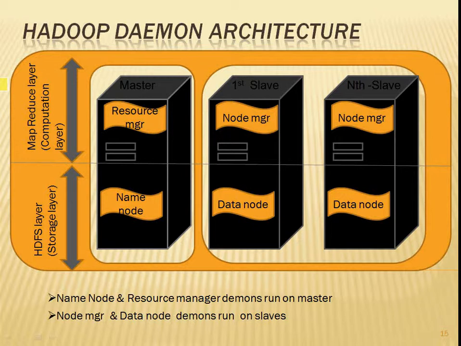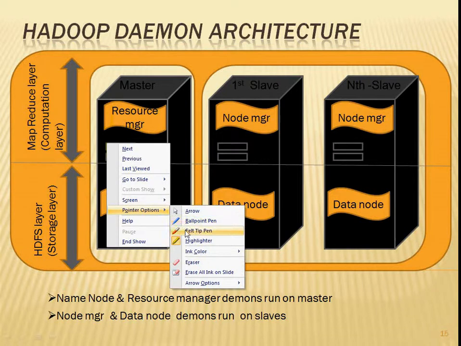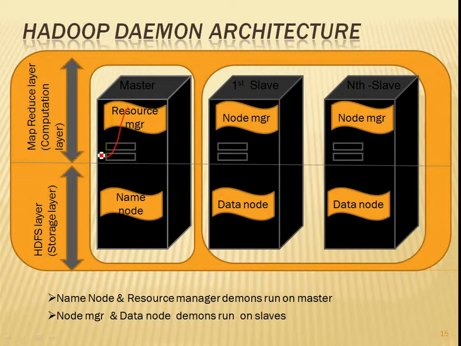We have 4 daemons. First is the name node, second is the resource manager. These 2 daemons generally run on the master. Okay, further we can say that the lower one, name node, runs on the HDFS layer, and the resource manager daemon runs on the MapReduce layer for the master.